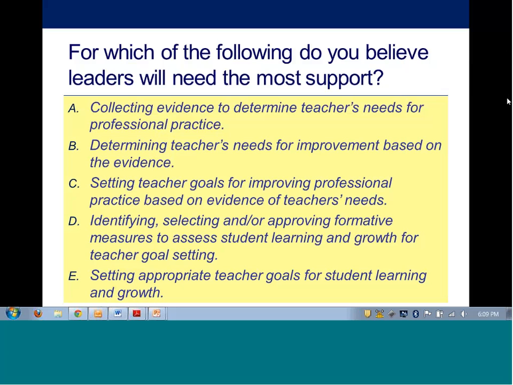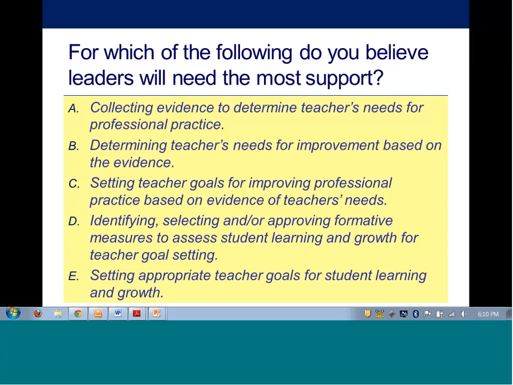Will they need support collecting evidence to determine teachers' needs for professional practice? Will they need the most support in determining teachers' needs for improvement based on evidence? Will they need the most support in setting teacher goals for improving professional practice based on the evidence of teachers' needs? Or D, identifying, selecting, or approving formative measures to assess student learning and growth for teacher goal setting? Or E, setting appropriate teacher goals for student learning and growth? So this is a complex set of tasks that leaders are going to be involved in.